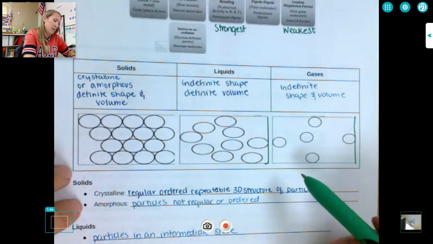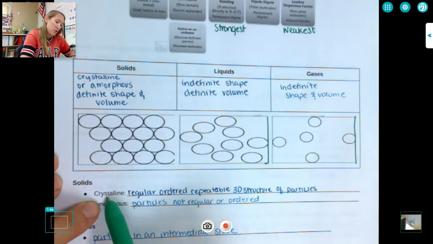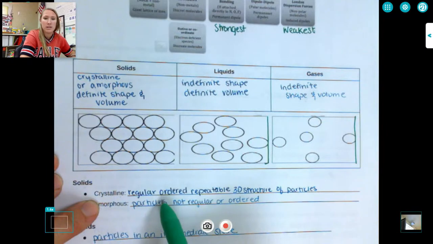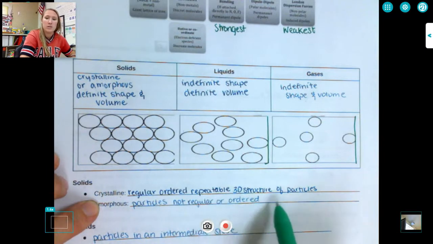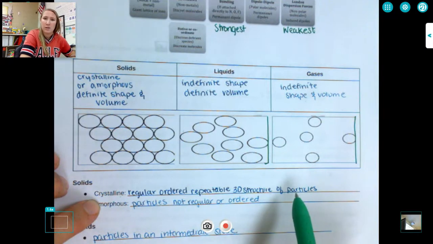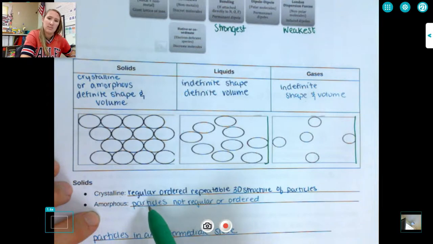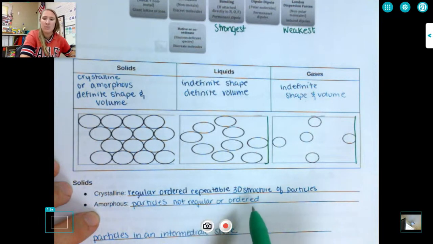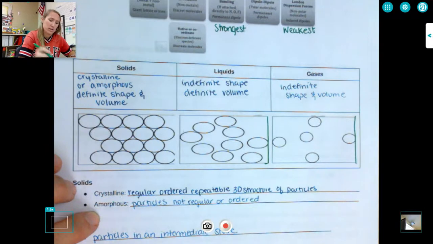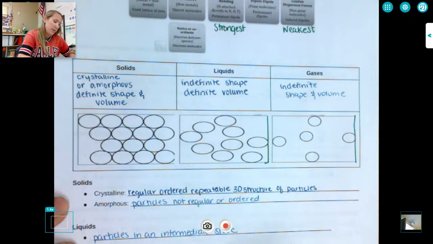So getting back to solids, solids can have a crystalline shape, which is where there's regular ordered, repeatable 3D structure of particles. So like ionic compounds, when they make a solid, they make a crystalline shape, which we've talked about. Or amorphous types of solids, those are particles not regularly ordered. So thinking of things like sandstone or mud when it solidifies, right? It's just got a hodgepodge of molecules put together. They're not ordered in some sort of specific fashion.